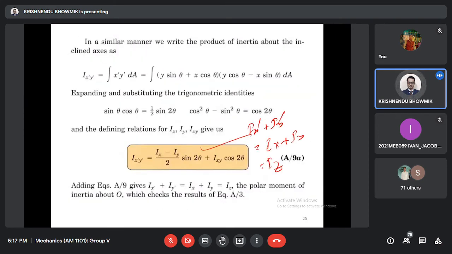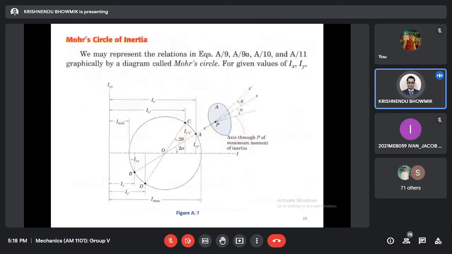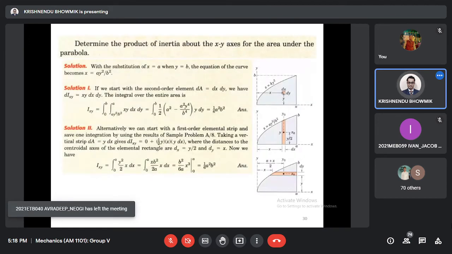Why? Because when you derived the expressions, you had the cosine 2 theta, sine 2 theta terms. We eliminated this 2 theta by taking the square. That's why in Mohr's circle it is 2 theta, in reality it is theta. Here it has been shown: this is Ix, Ixy, this is Imax, this is Iy, this is Imin. Here it is shown as 2 alpha, which becomes alpha in reality. Okay, that's all. Now we can solve one problem.